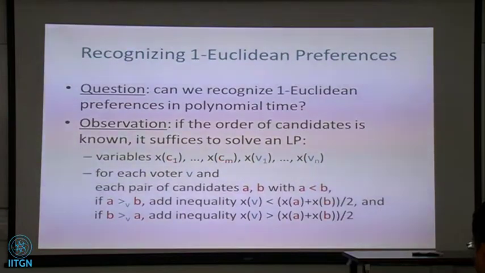Once we have all these inequalities, if we have a feasible solution for this combination of linear inequalities, then we have an embedding. Because if we satisfy all these constraints, then our preferences really are Euclidean, and if we don't, then they are not. It's slightly annoying that we have strict inequalities. Strict inequalities are not good.